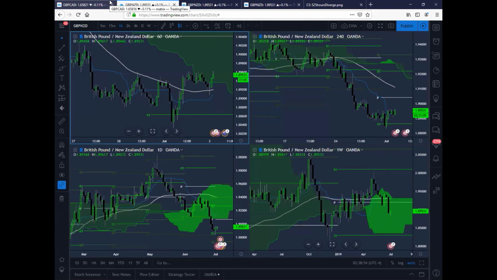Cool. All right, so our entry level is going to be at 1.89750. 100 pips take profit, and 100 pips stop loss.